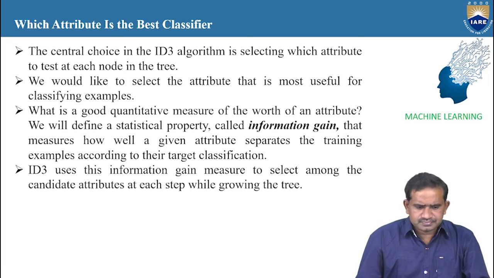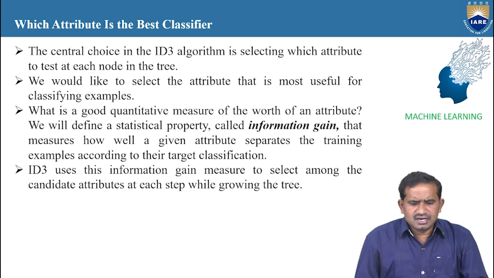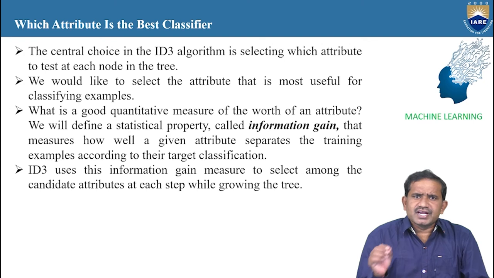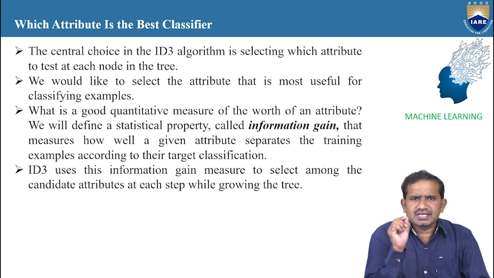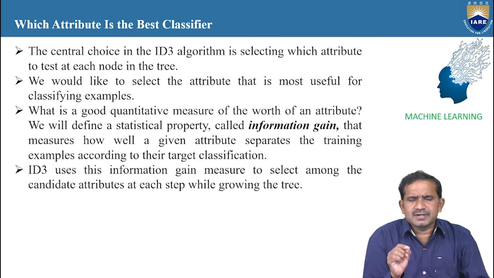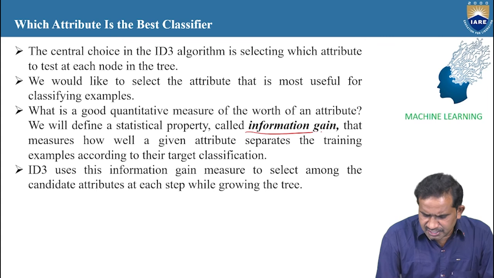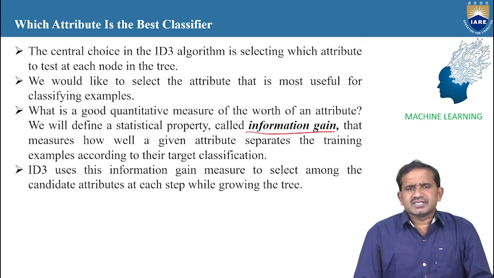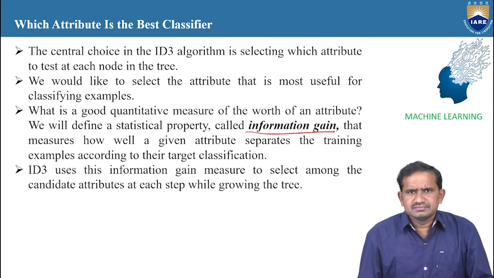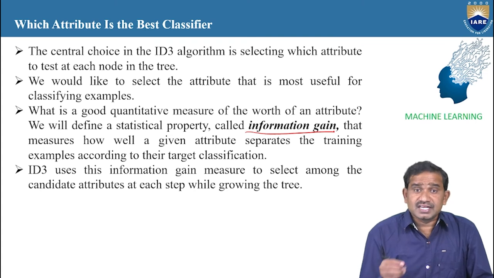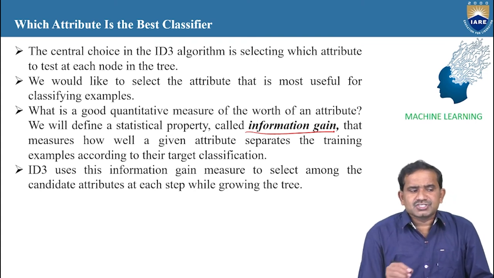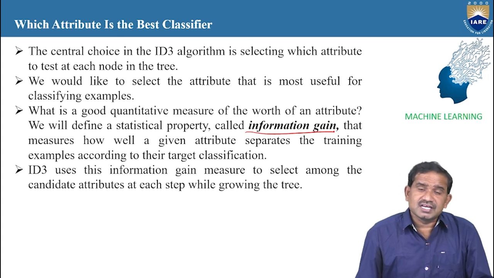Up to now, we have discussed all of these things. But whenever we try to select the best attribute value or best classifier, we require one more statistical parameter, which is information gain. Based on this information gain, we classify and finalize the best attribute value or best classifier.